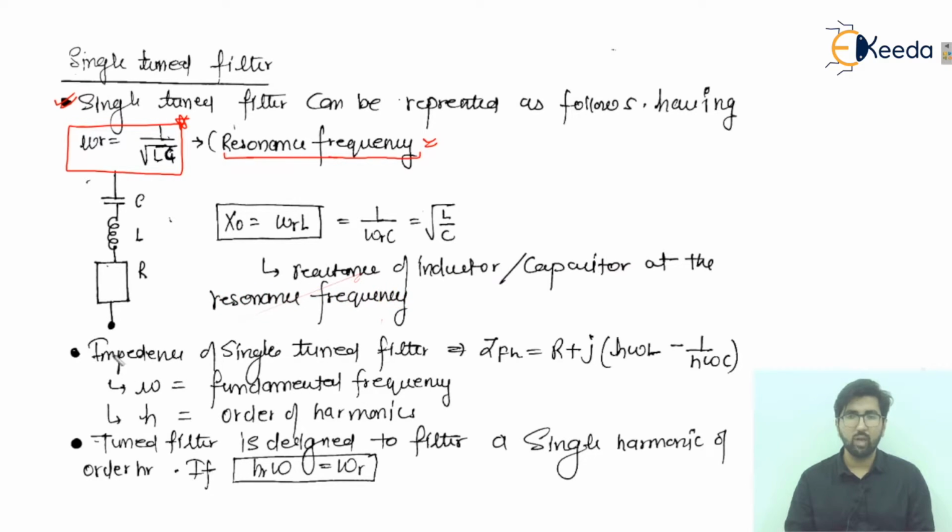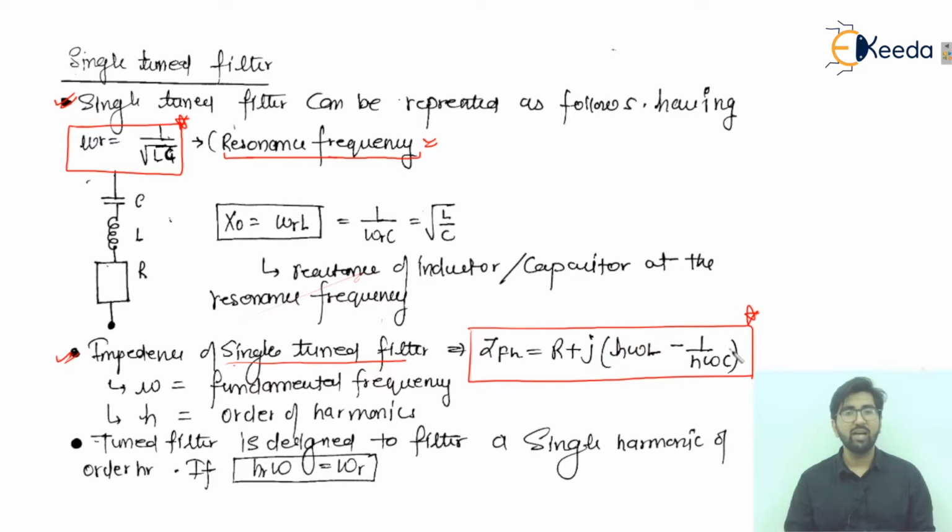Now let's talk about the impedance of the single tuned filter. If we talk about the single tuned filter, then we have this type of relation. Please read this because this is going to be an important one. ZFH, F for the filter and H for the harmonics, is R plus j(H omega L minus 1 upon H omega C).